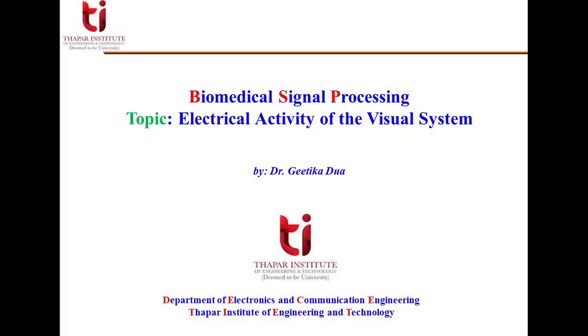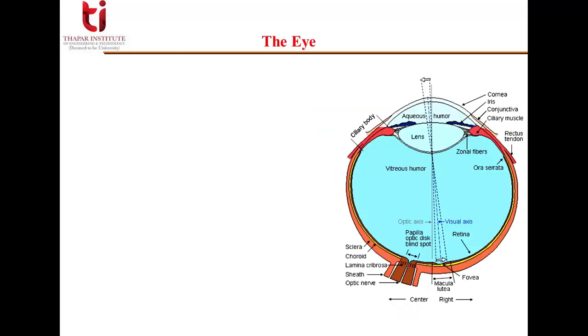Hello, dear friends. Today we will start with another important system of our body, that is the visual system. And in this lecture, we will discuss the electrical activity of the visual system. So let's begin our discussion with the description of the eye.